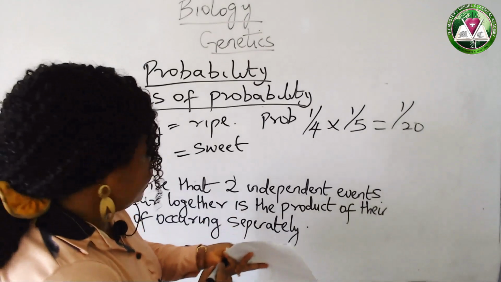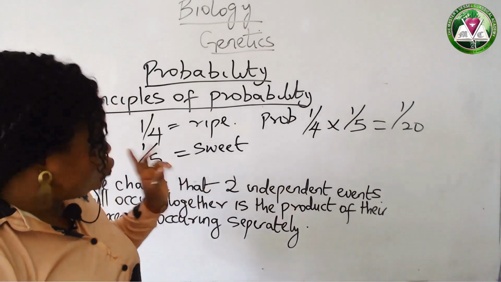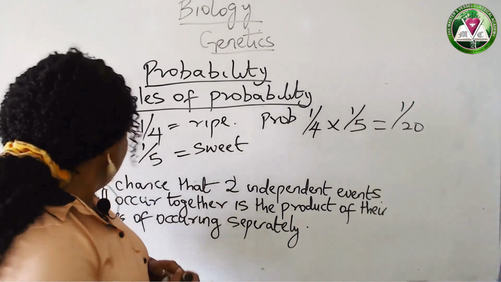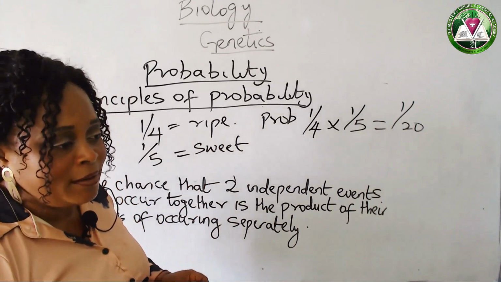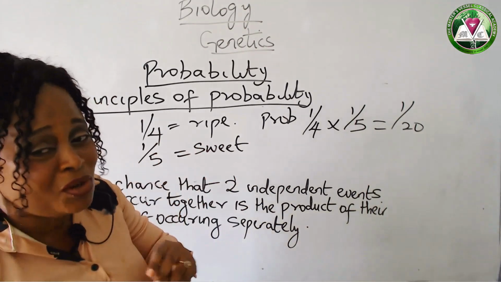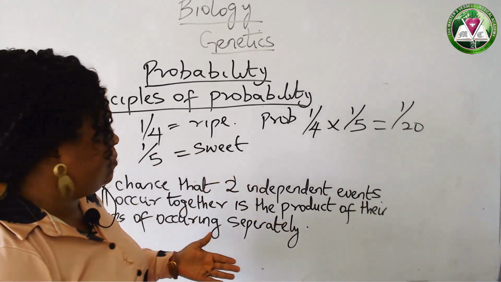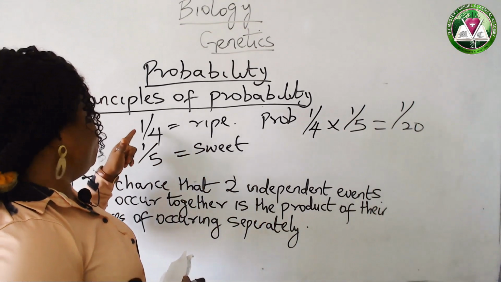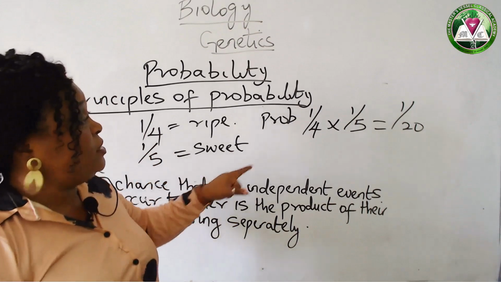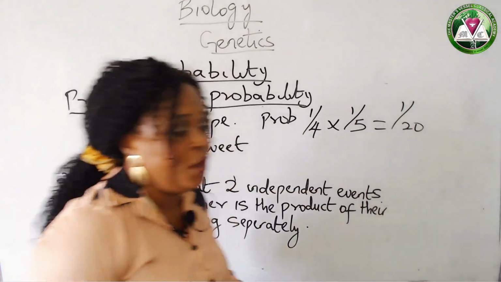Now look at what I did here and what I explained there. I said that the chance that two independent events will occur together is the product of their chances of occurring separately. Remember, we are talking about product, we are saying multiplication. So the chance that the fruit you pluck in the farm will be ripe and also sweet is the product of the number of times you have seen the ripe fruit and the sweet one, giving you 1/20.